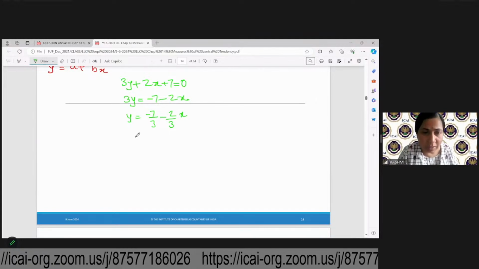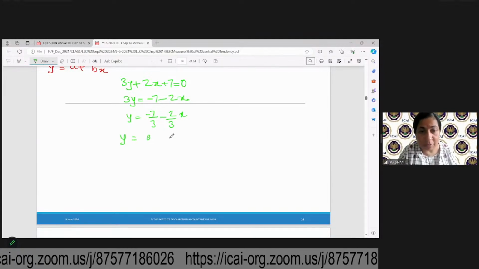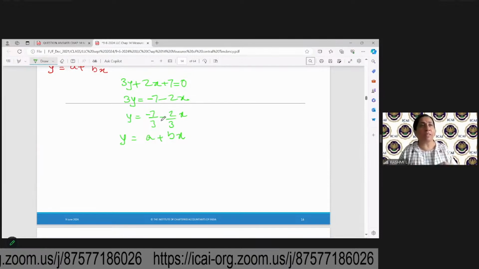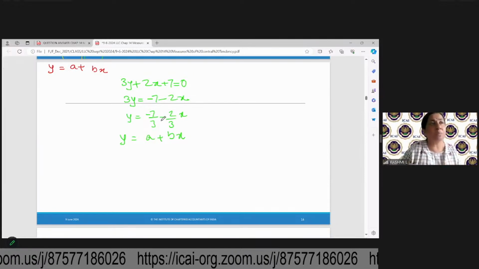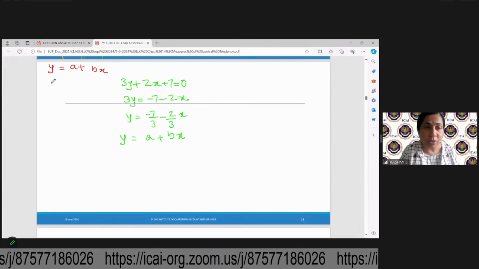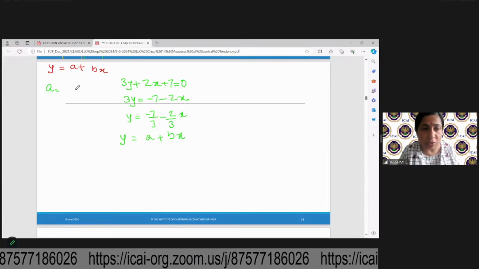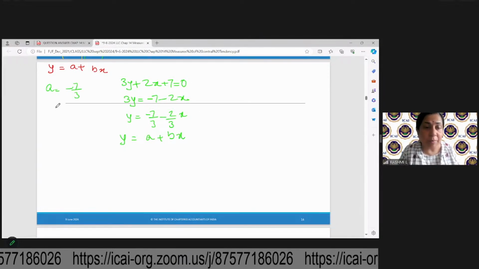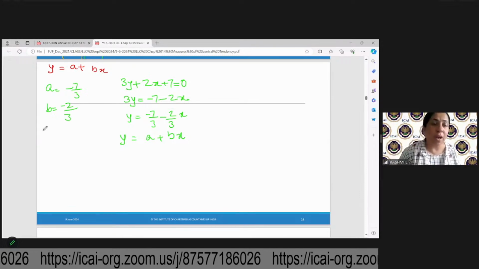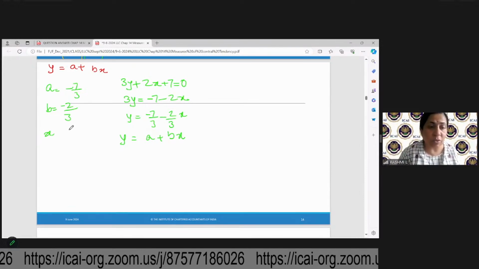Now this is equal to y is equal to a plus bx. Whatever is with x is b. You have to remember it like this: whatever is there with x, I have to take as b. So this gives me a is equal to minus 7 upon 3 and b is equal to minus 2 upon 3. Okay. Now I have got x bar is equal to 15.